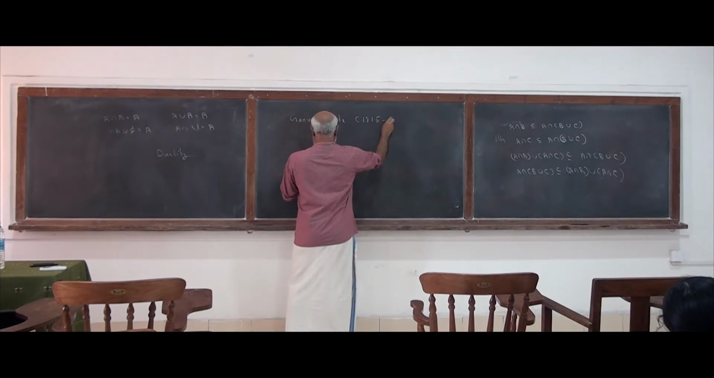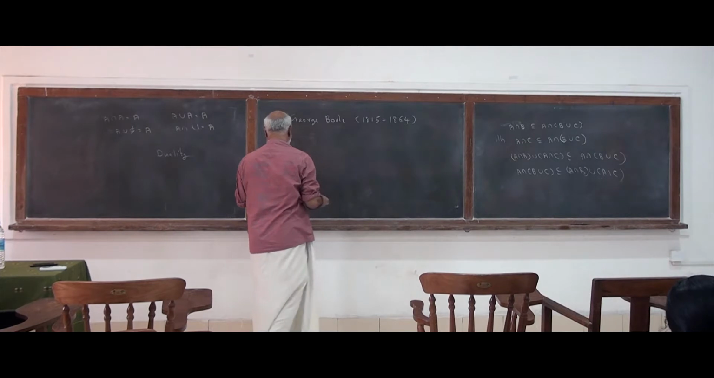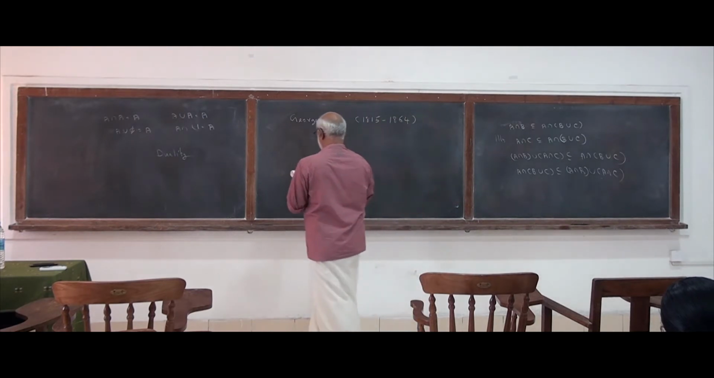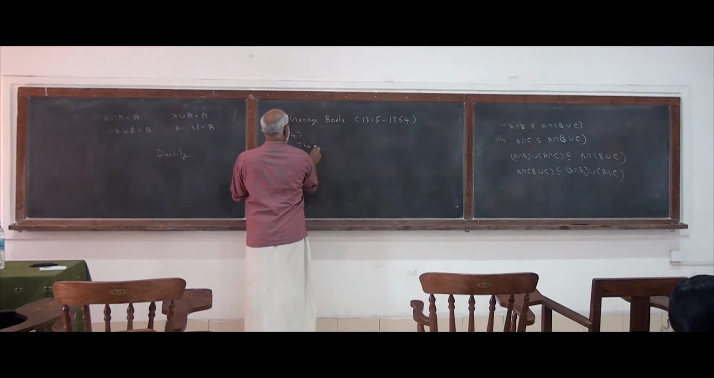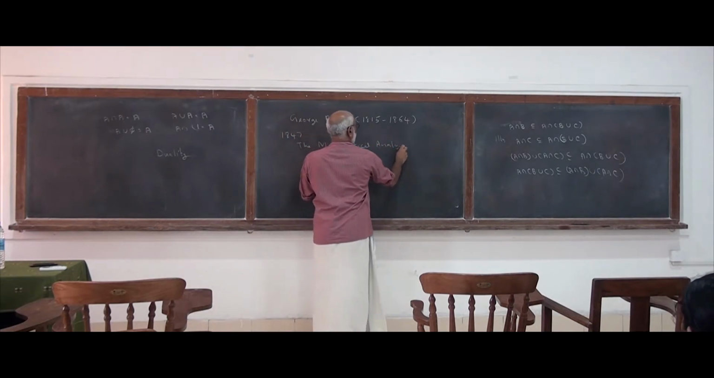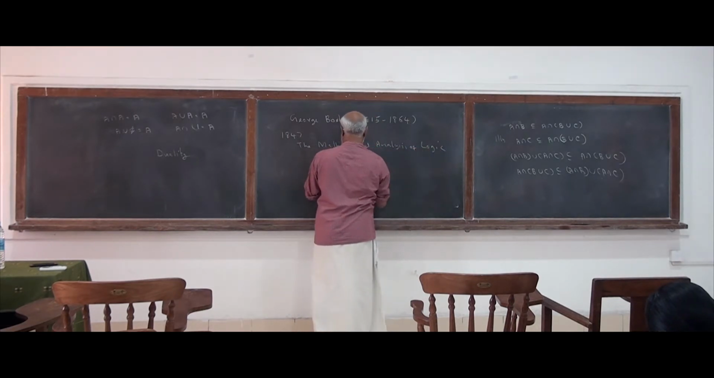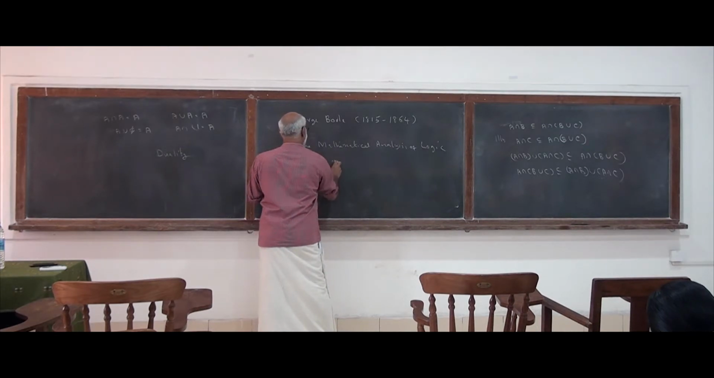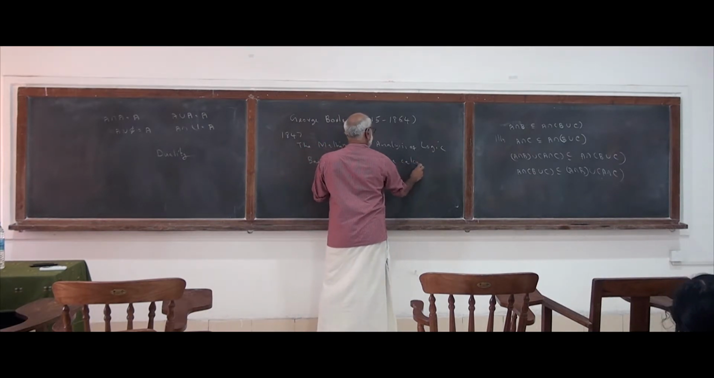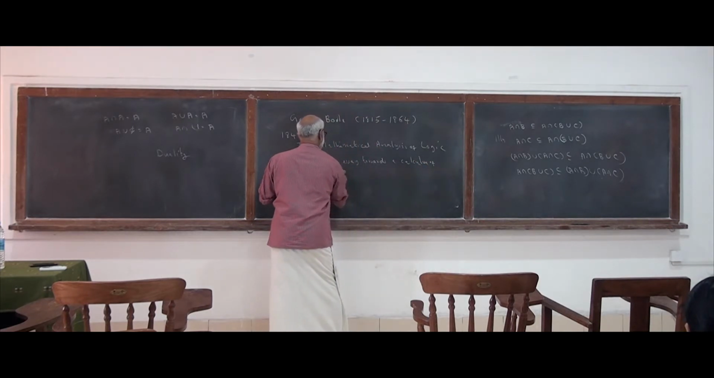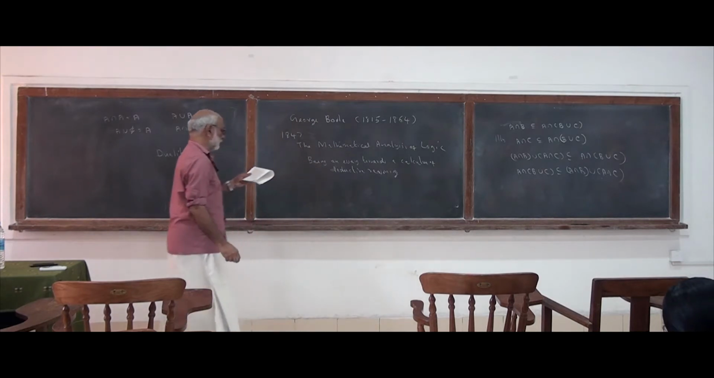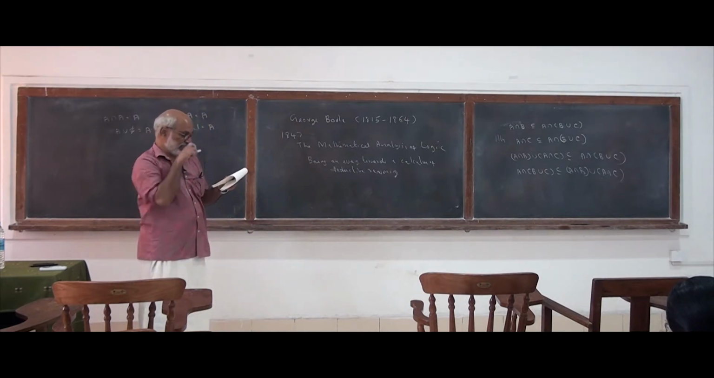George Boole, a British mathematician, lived from 1815 to 1864. He wrote a work in 1847, The Mathematical Analysis of Logic, being an essay towards a calculus of deductive reasoning. That was published by Boole in 1847.